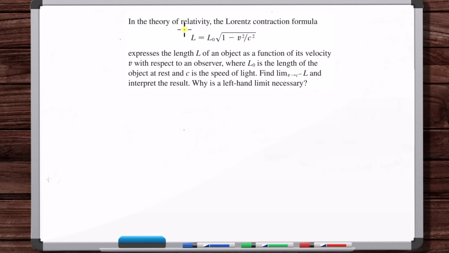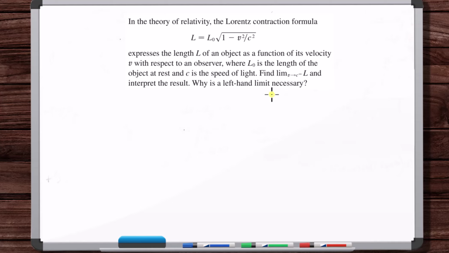Okay, in the theory of relativity, the Lorentz contraction formula says that L, which is the length of an object as viewed from the perspective of an observer, is equal to L naught, which is the length of the object if it was at rest, times the square root of 1 minus the velocity of the object squared divided by the speed of light squared.